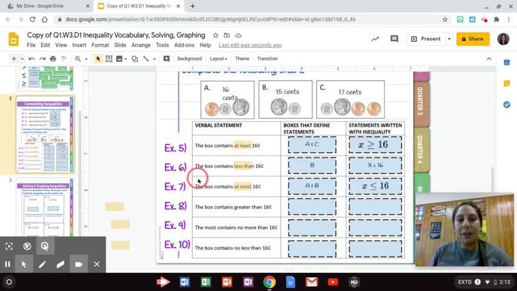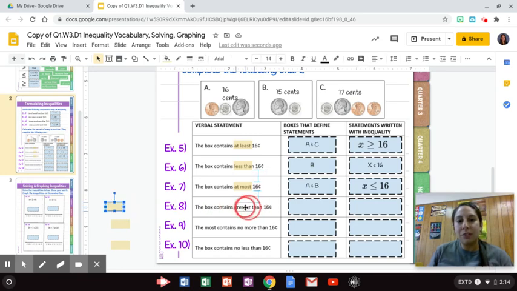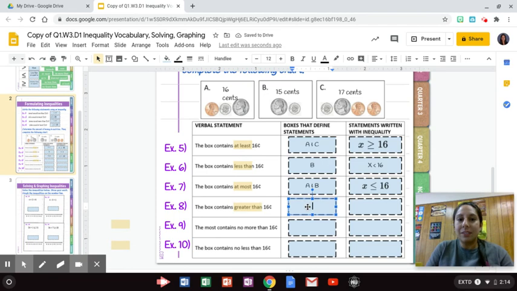Example 8, the box contains greater than 16 cents. So the key word here is "greater than." We have to figure out which one, and I'm going to make this box a little bit bigger so it's highlighting the whole thing. The box that has greater than 16 cents, which means more than 16, is C. So over here, we're going to type our inequality: X is greater than 16, the box that has more than 16 cents. Okay, go ahead and try example 9 and 10 without me.